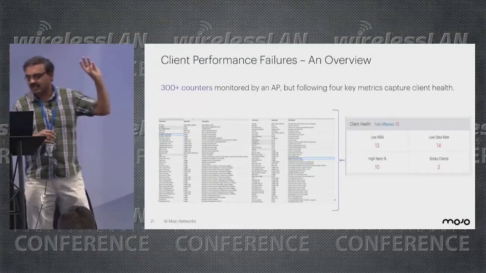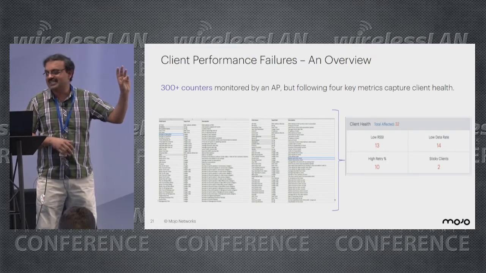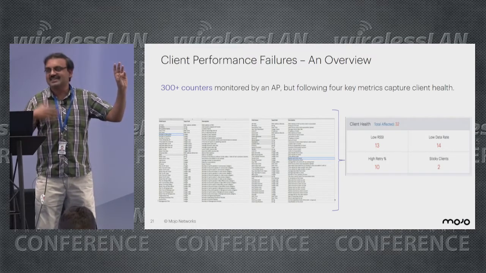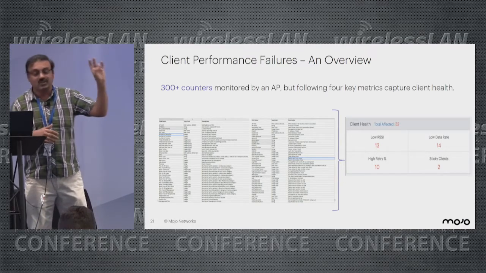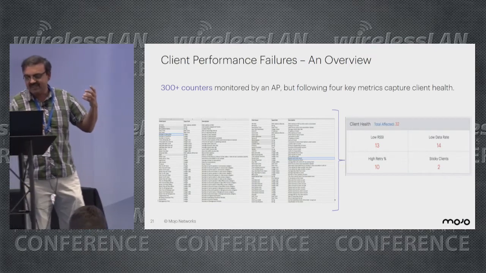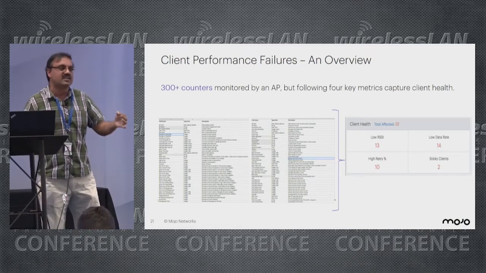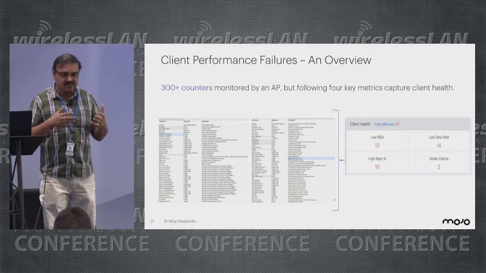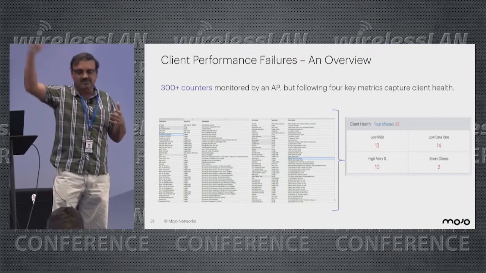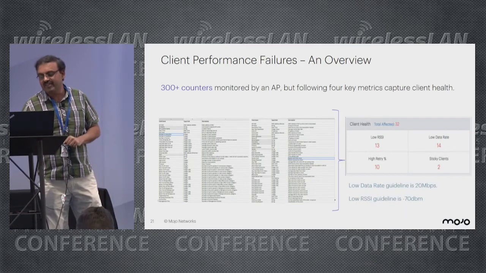One is the RSSI. Is the client operating at low RSSI? I think there was a good talk previously entirely dedicated to RSSI. That's very relevant. Then the low data rate: what is the data rate at which the client is operating? Then what is its retry percentage, right? And whether a client is sticky or not. A sticky client is basically a client which is connecting to a farther access point, even though a nearby access point is actually available for connection.